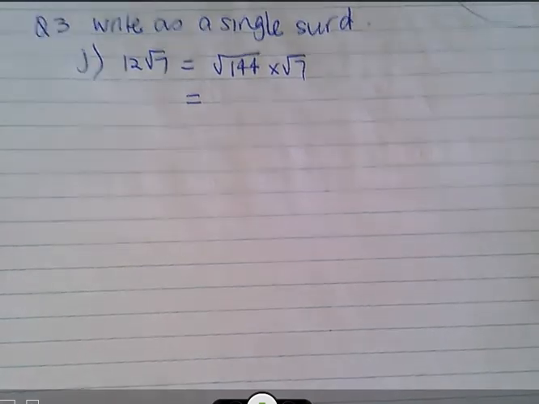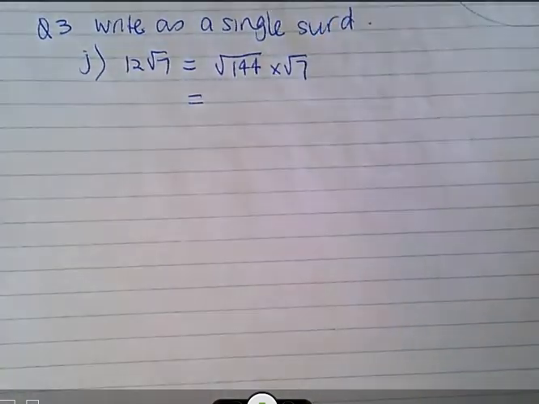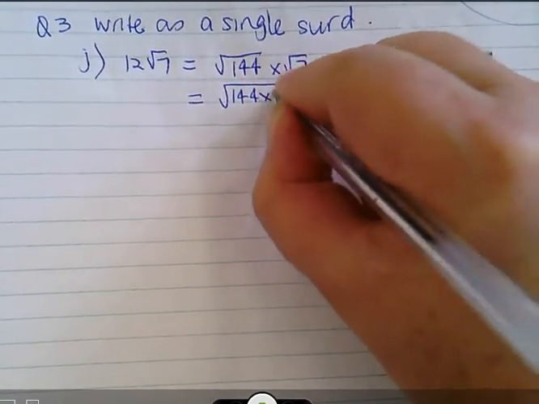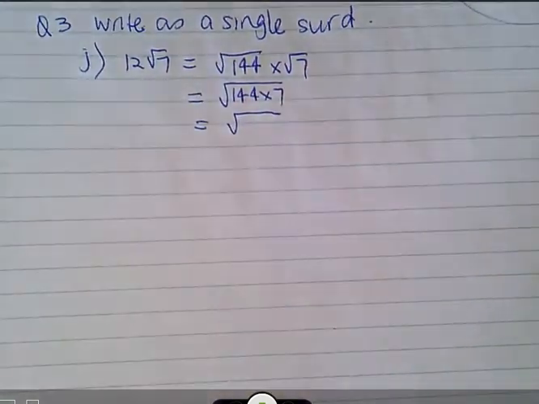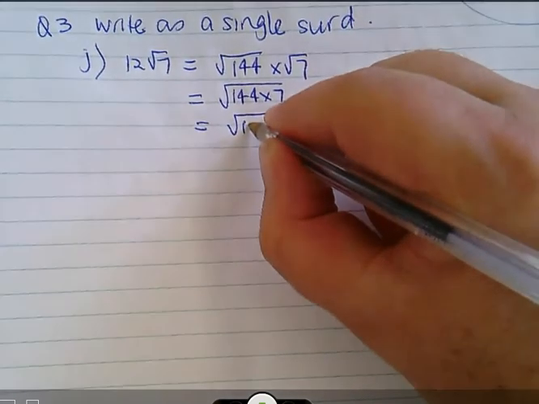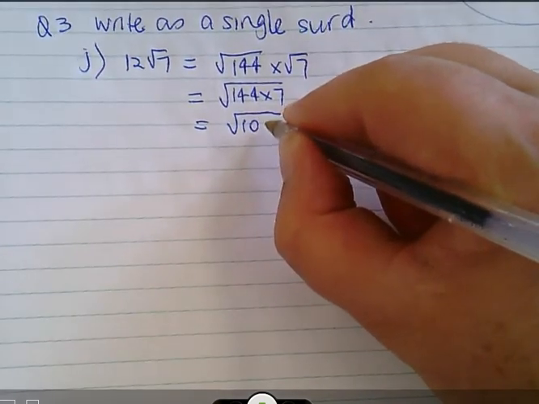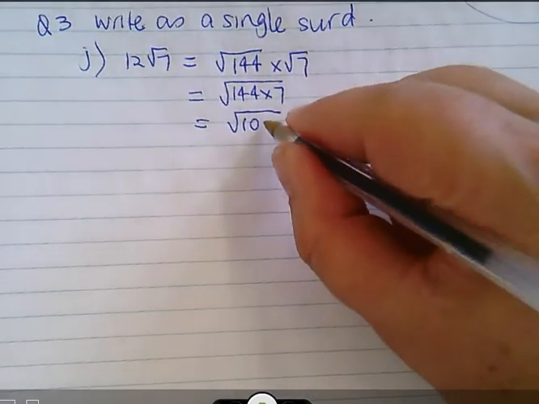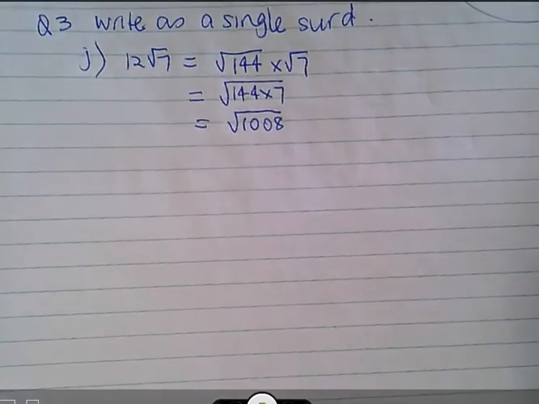Okay? So square root of, you can multiply those two numbers together and write it as a single surd. You don't have to show that middle step, okay? So what's 144 times 7? 1008. It ends in 8.